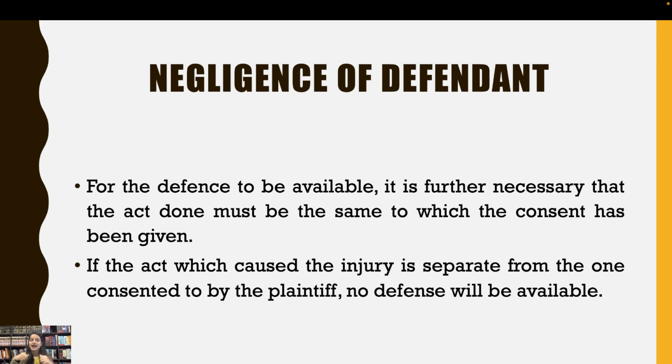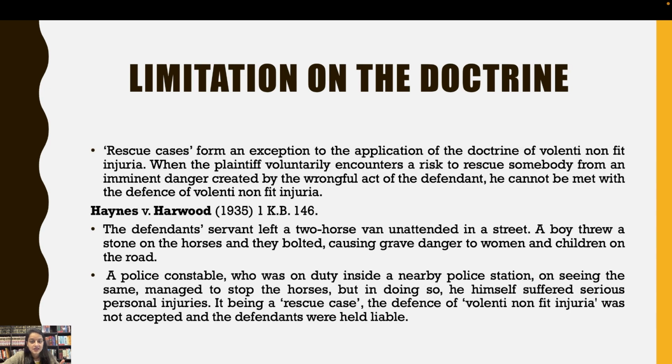When I was working as a stone cutter, I consented to the damage associated with the stone cutting. If the stone threw on me while cutting, or if something like that happened, I did not consent to the stone falling on me. So voluntary non-fit injuria is not applicable. Now, what are the limitations to the doctrine? This doctrine is one which has limitation on it.